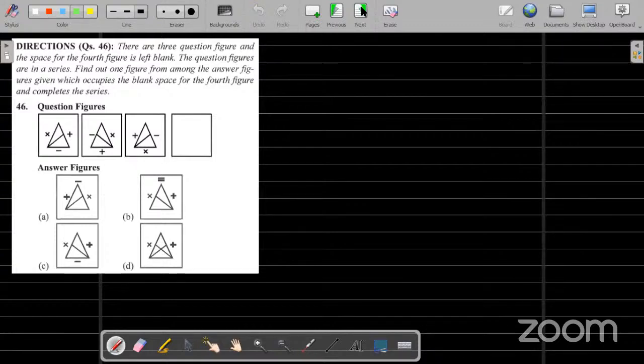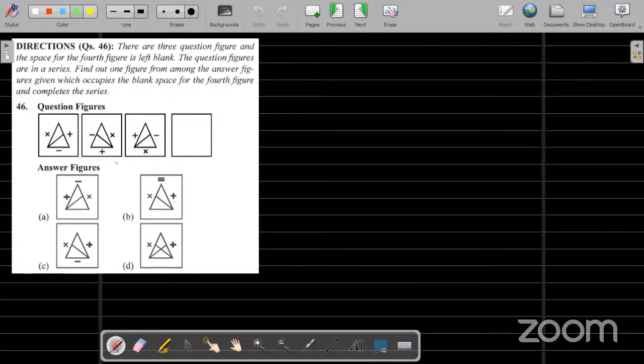Next question. Here also read the direction. Please spare some time to read the direction. That is very important. There are 3 question figures, and the space for the 4th figure is left blank. The question figures are in a series. Find the one figure from the answer figures given which occupies the blank space for the 4th figure and completes the series.